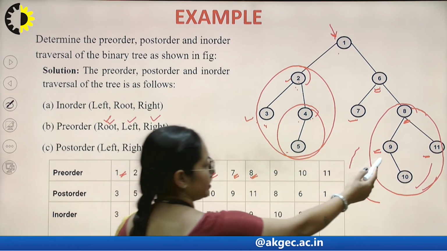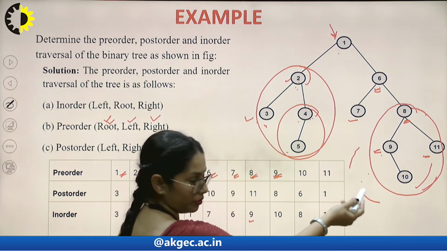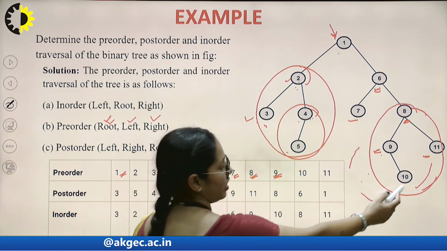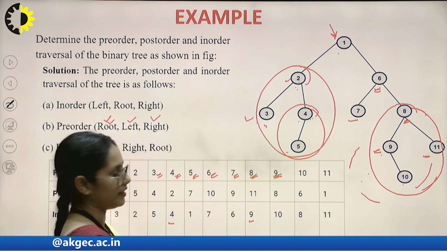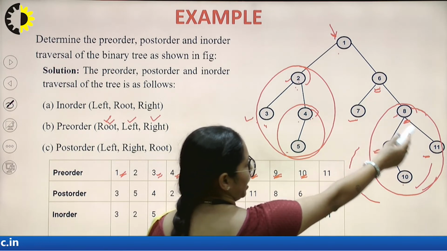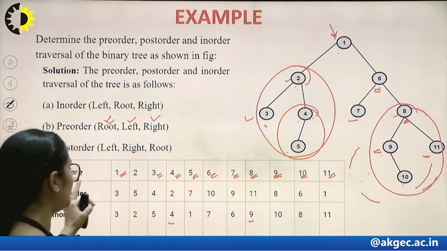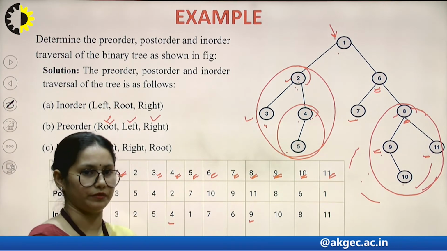Now go to the left side, 9. Then on its left side, no node, 9 has already been marked, and go to 10. That is the right side. And then again backtrack, 8 has already been marked, then 11. That is the right side. So this is the pre-order traversal.